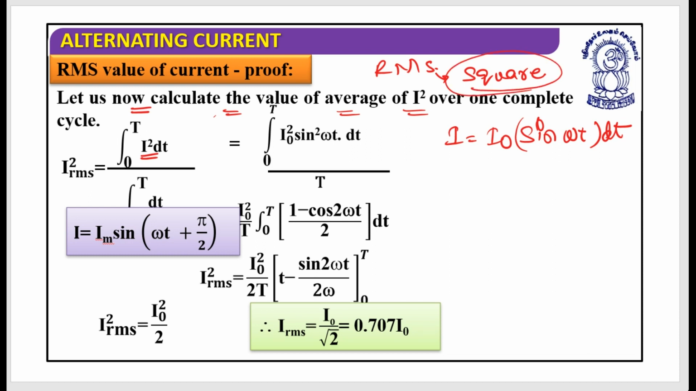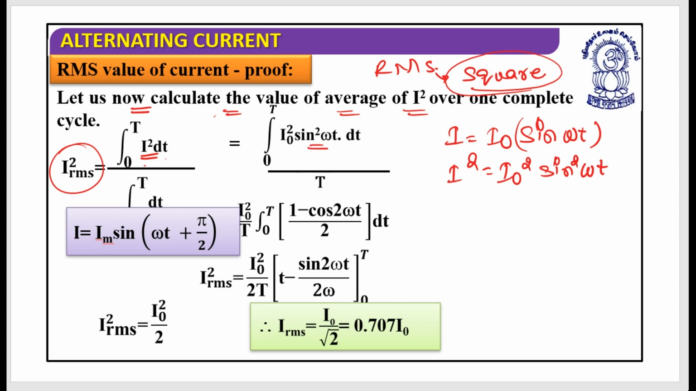Then I need to take an average. Initially I'm talking about I square RMS only, and then I will switch to IRMS by taking the square root on both sides, and the things will be done. So I square RMS equals integration of I square dt divided by integration of dt. Squaring, I square equals I naught square sine square omega t.